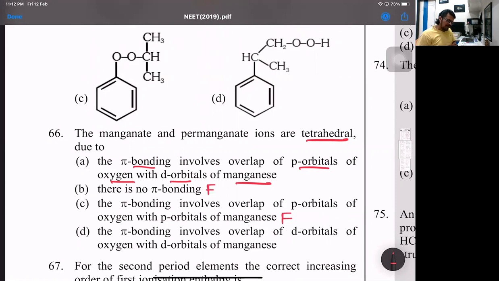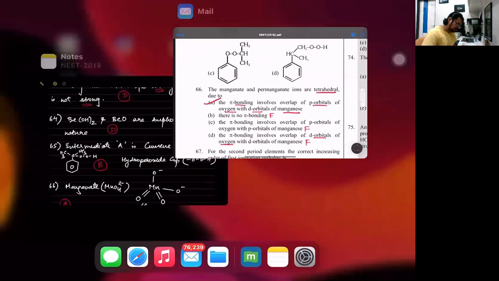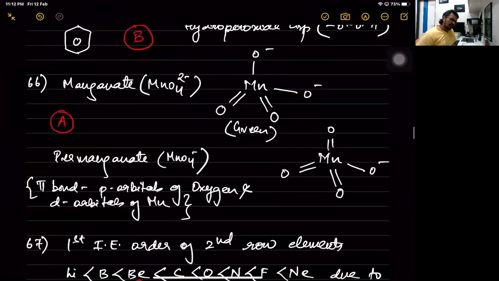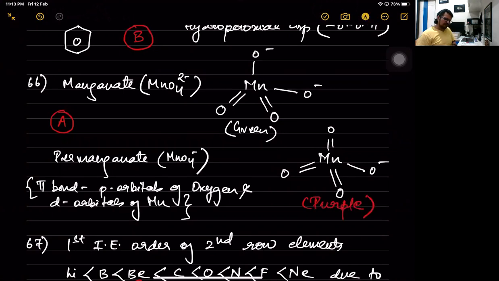And the last one, pi bonding involves d orbital of oxygen. Oxygen is in the second orbit. So second shell. So it's out. So this is also false. Only one option makes sense. 66 is A. When you're not sure, just read the remaining options. Many a times, you get the answers the way the question is being framed. Look at that. Manganate and permanganate. Manganate is green and permanganate is purple over there. So in that case, I'll just write down the colors. This part is purple. Clear? Okay.